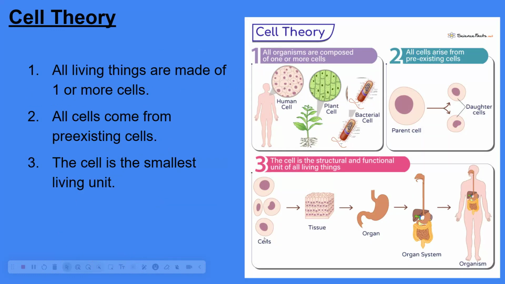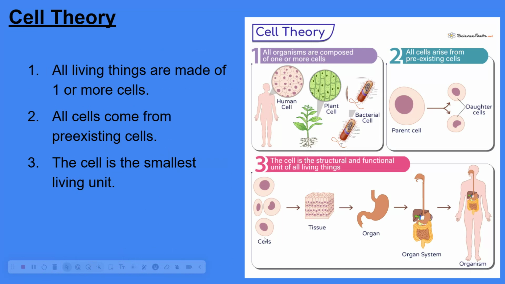Now going a little bit different from the biochemistry, we're going straight to cells. Cell theory has three parts. One, all living things are made of one or more cells. So we have human cells, plant cells. Bacteria are one cell, so they would be considered unicellular, but they are still made of cells.